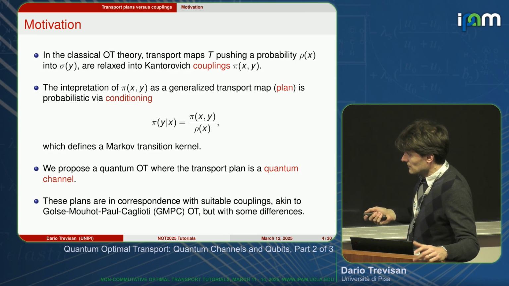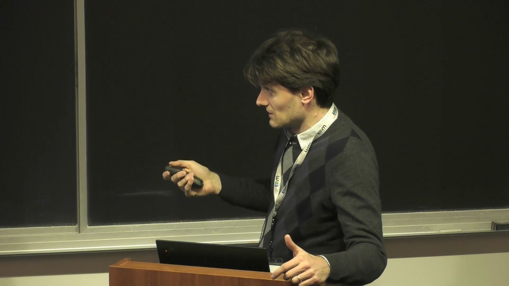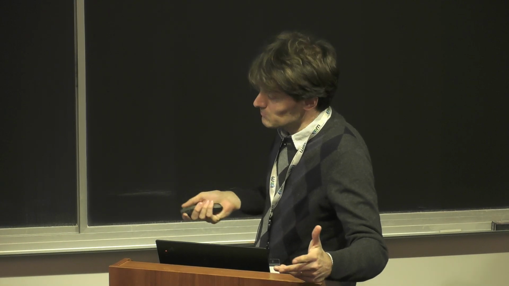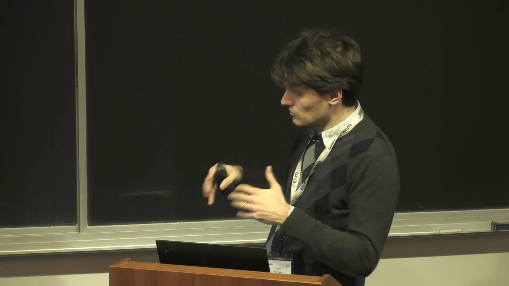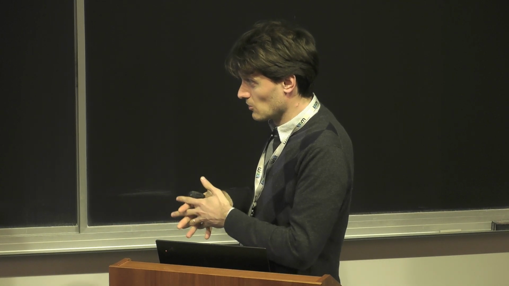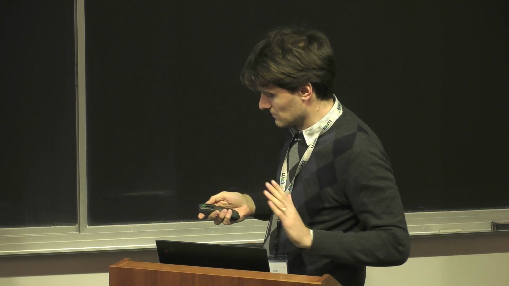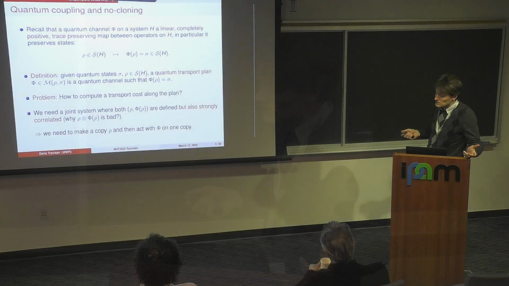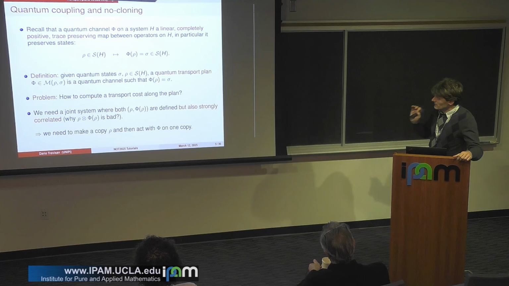So the point is now to propose a quantum optimal transport where the plan is the key object, okay? This sort of transport map. And this plan will be a quantum channel. Okay, so you can start now from this point of view and try to build a theory. Maybe you end up in the same theory as yesterday, like the Gozlan-Muratori-Paul-Cagliotti one. Well, actually, you end up with something very similar but different. Okay, so it has different properties. There are some properties we cannot prove in the case of the Gozlan-Paul-Cagliotti approach.